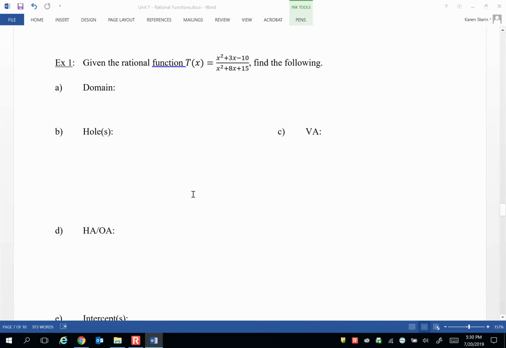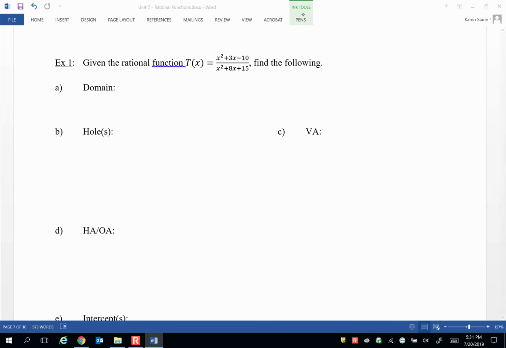So example 1, given t of x equals x squared plus 3x minus 10 divided by x squared plus 8x plus 15, let's find the following and then we'll sketch this graph. So remember, the first thing to do is look at the denominator of t of x before we do anything and find the zeros of the denominator so that we can write out the domain. We can declare what the domain is.